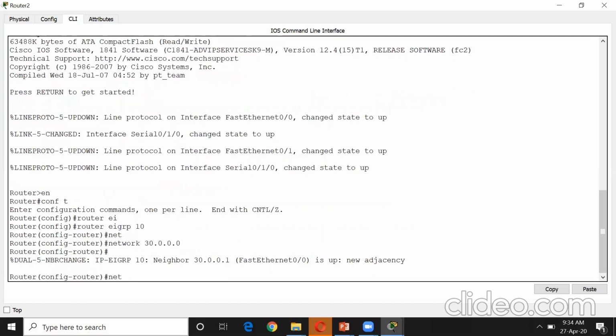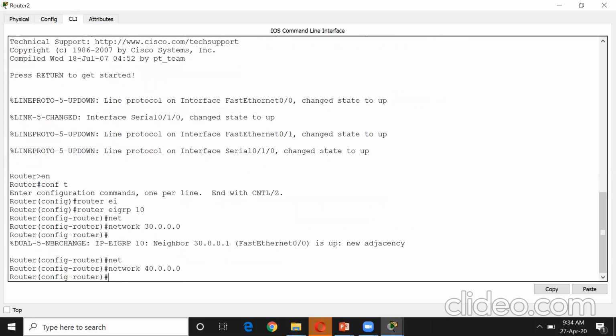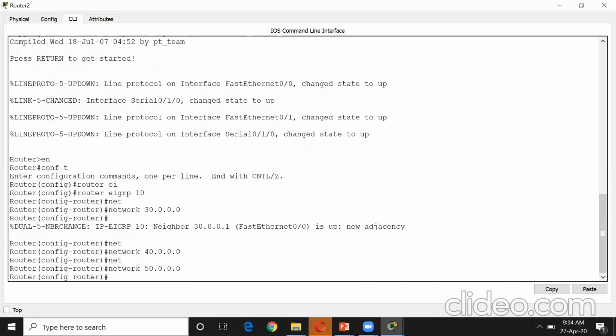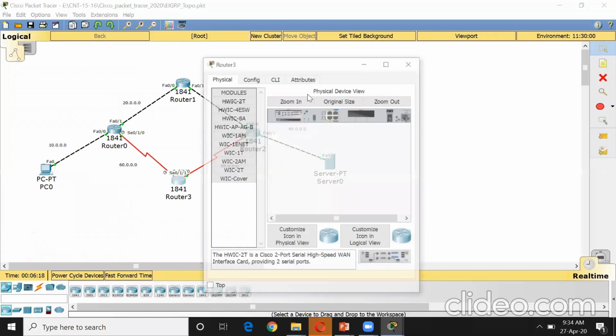Then network 40 and 30, 40 and 50. The next network, that is network 50.0.0.0. So 30, 40, 50, these three network addresses have been added on that third router. So close it. So this router is also configured. Now the last router, that is router 3. So 60 and 50 are directly connected to that.